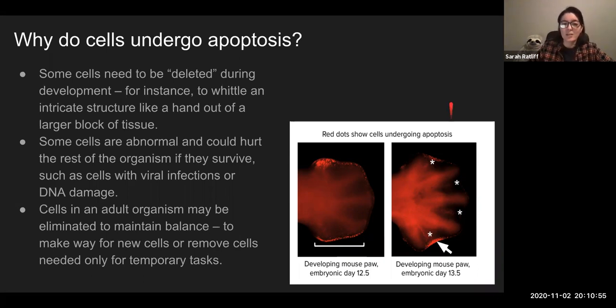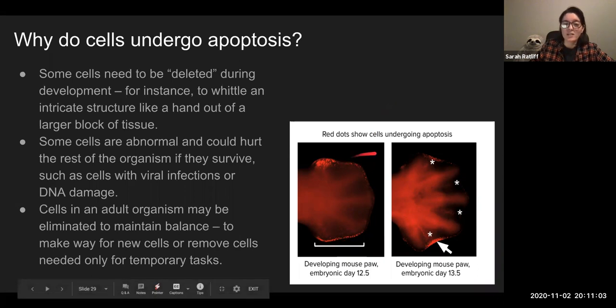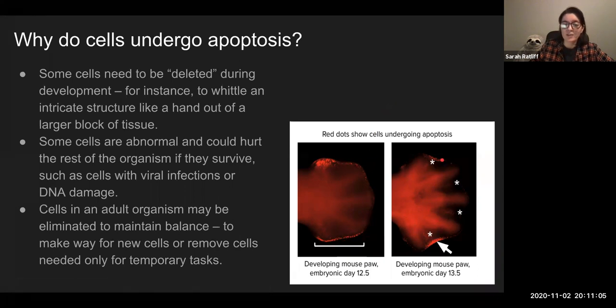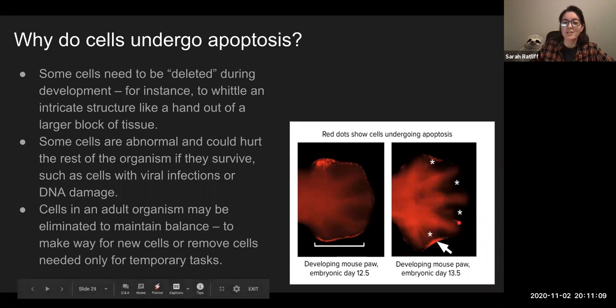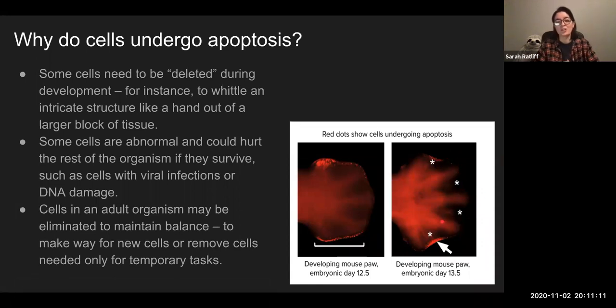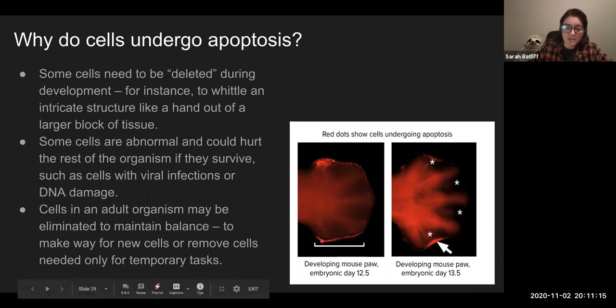So here in our image, we can see a mouse paw. Mice also have these little fingers. This is day 12 and a half, and one day later at day 13 and a half, they're already apoptosing those cells. They're already committing suicide to create those finger shapes. All of these little red dots are cells that are self-destructing. They're undergoing that apoptosis.